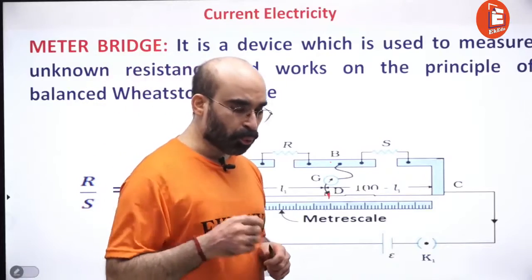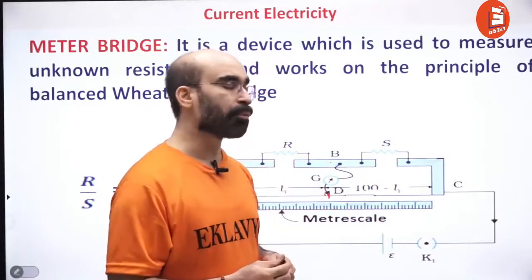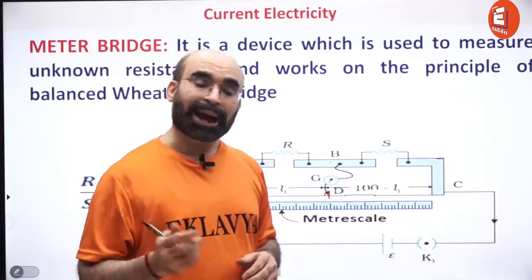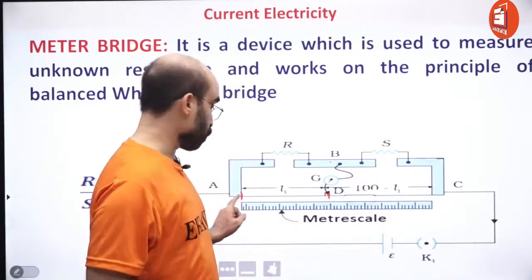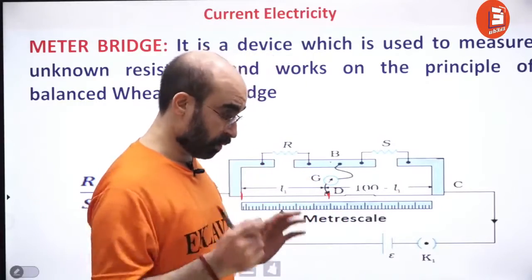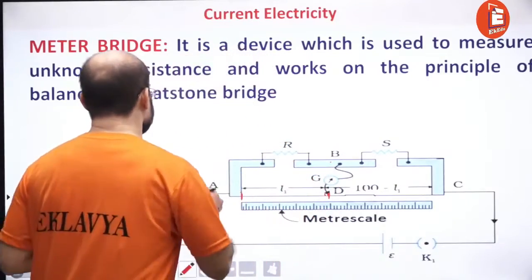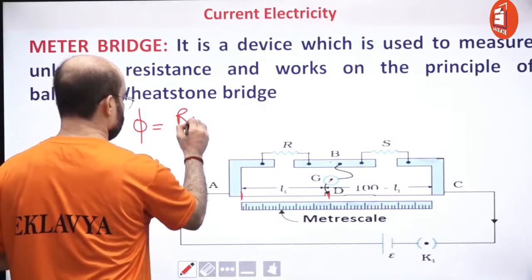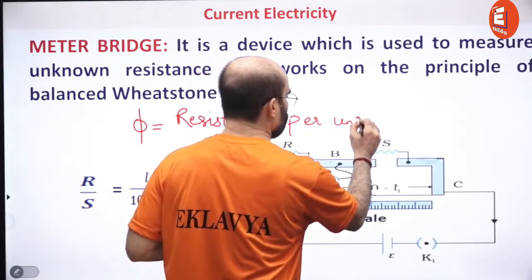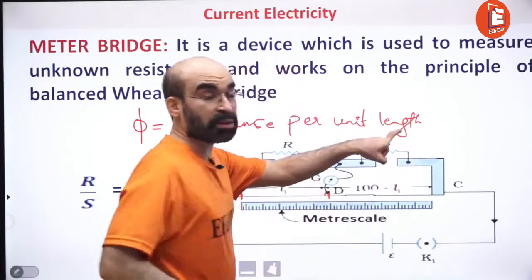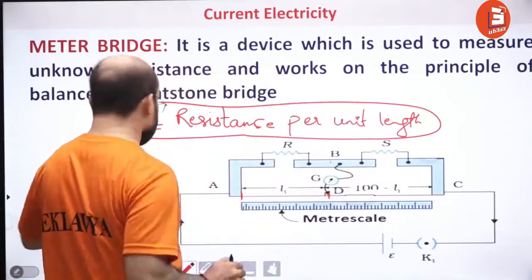One very interesting fact, you must ask that in Wheatstone bridge, there were 4 resistors. Here we are not considering 4 resistors. Actually we are considering there are 4 resistors. How come? I tell you. This wire of 1 meter length and uniform cross section has got resistance. We may call it the resistance per unit length, phi. And length is measured in centimeter. That is important here.